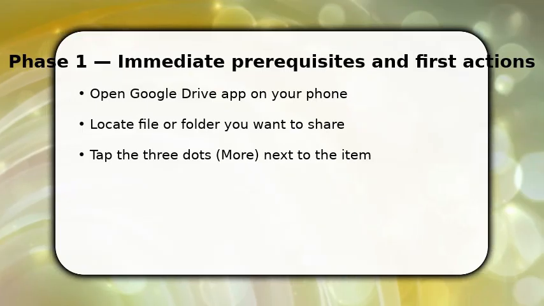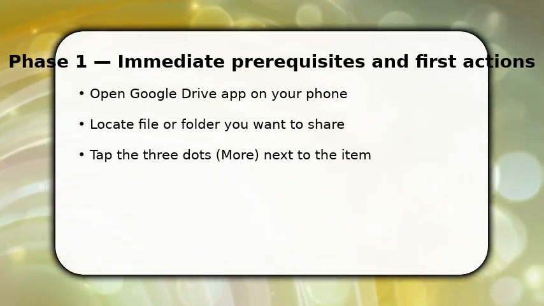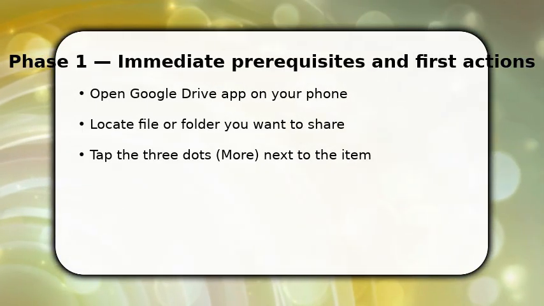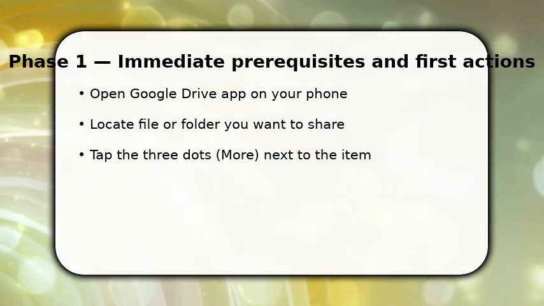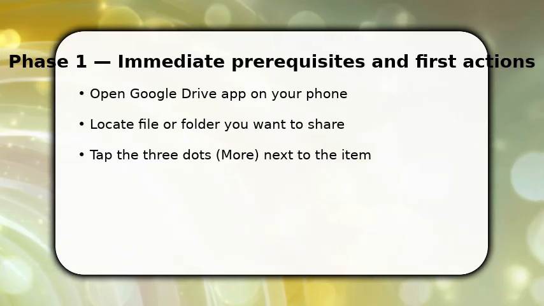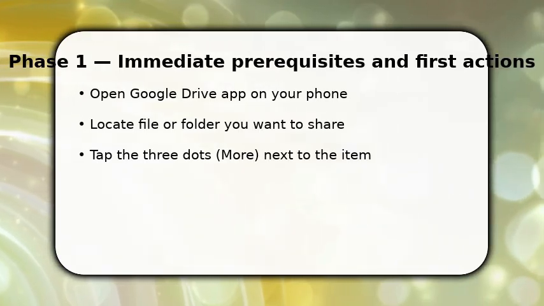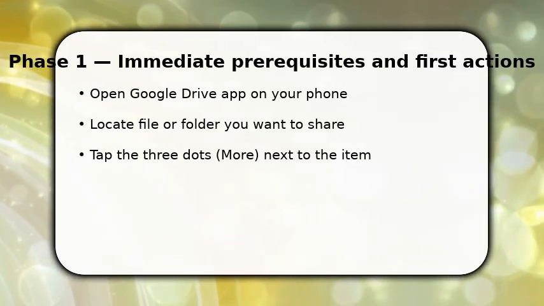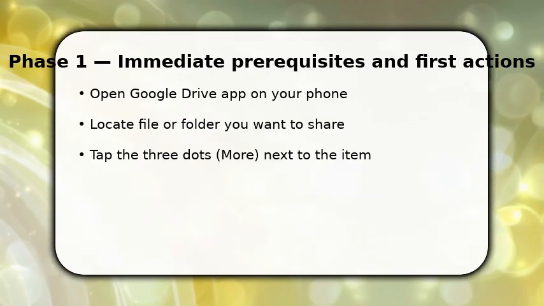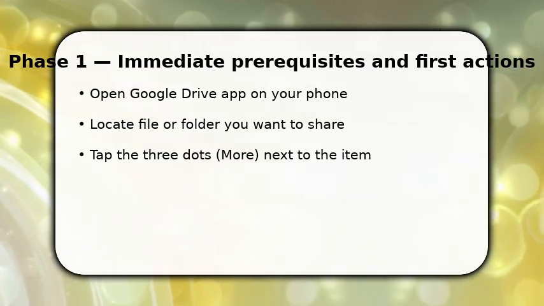Open the Google Drive app now and find the file or folder you plan to share. You do this because Drive controls link settings per item. Once found, tap the three dots next to that item to open Actions. Make sure you're signed into the correct Google account. If not, switch accounts before proceeding. This first step sets the sharing context and avoids accidental exposure of the wrong files.